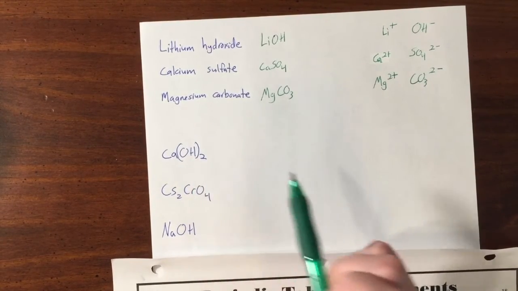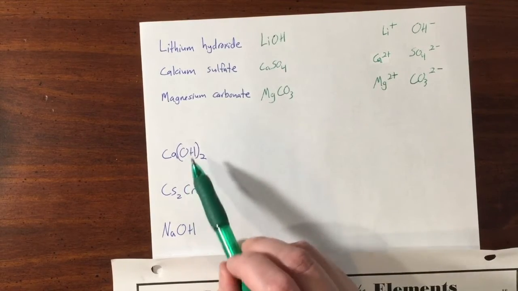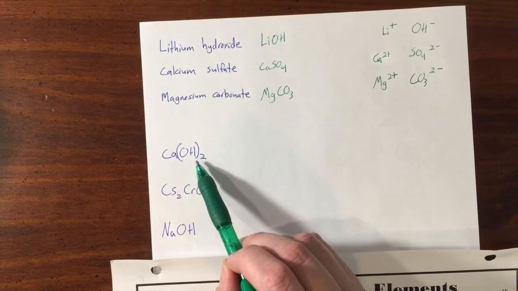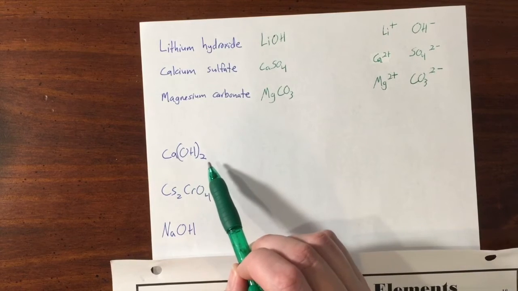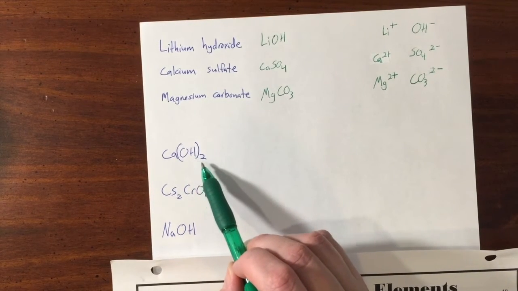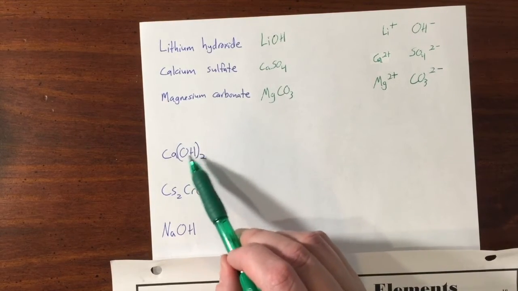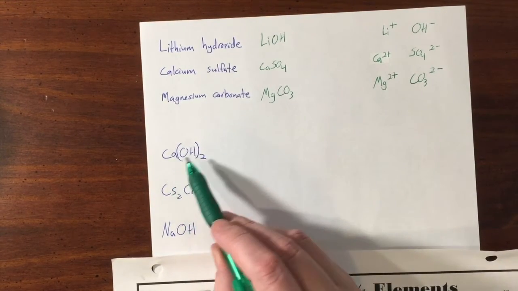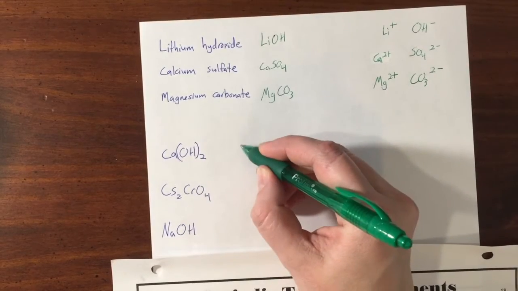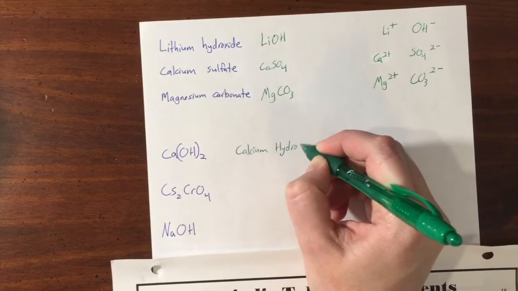Now sometimes you might come across something that looks like this. When you have more than one of the polyatomic ion, you have to specify that there are 2 of that whole ion. Because if I just wrote CaOH and then 2, that would tell me there were 2 hydrogens. The parentheses tell me there's 2 of everything in parentheses. So I have calcium, and OH is hydroxide, so I write calcium hydroxide.